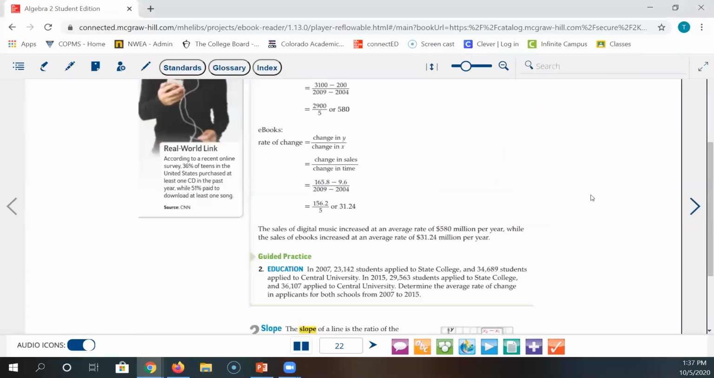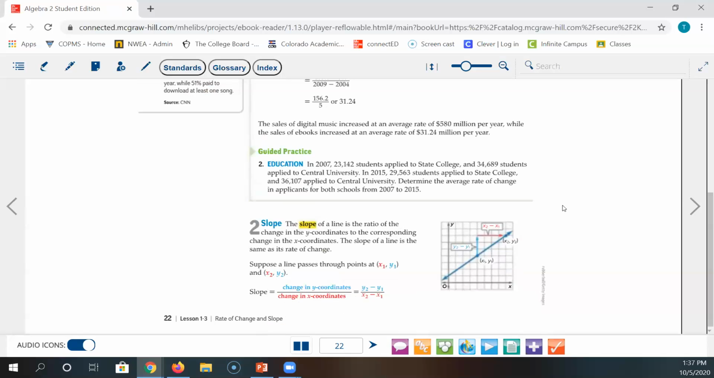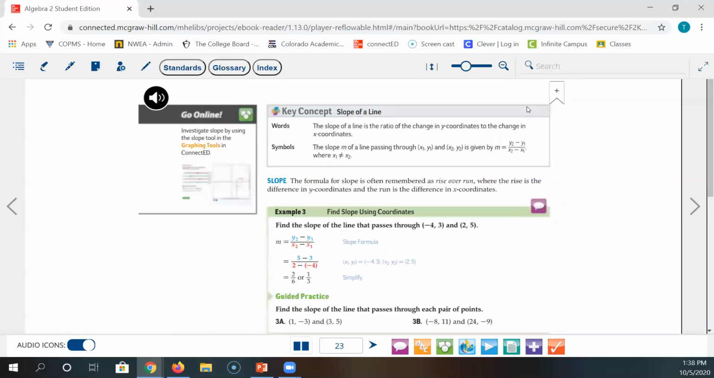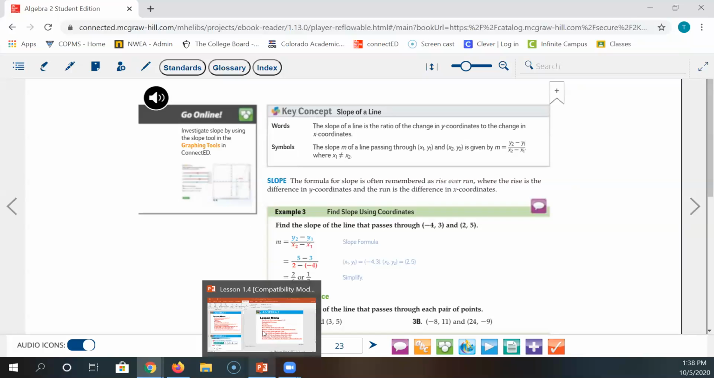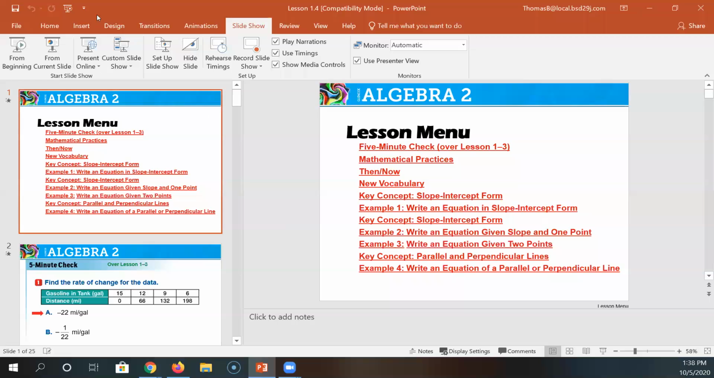Okay, any questions on slope before I go forward? I can knock those out real quick. Okay. If you do have questions, make sure you're using the chat function. Also, I'll be available via email. It should be pretty simple.